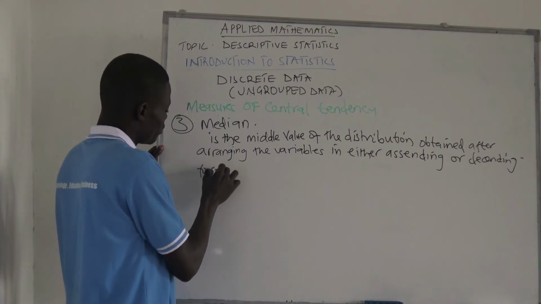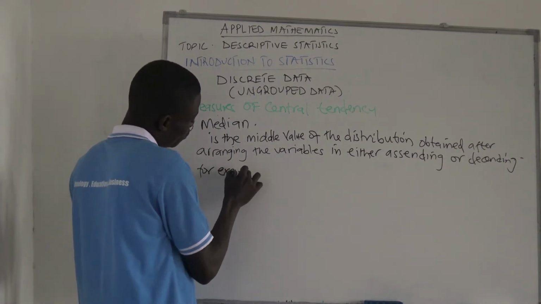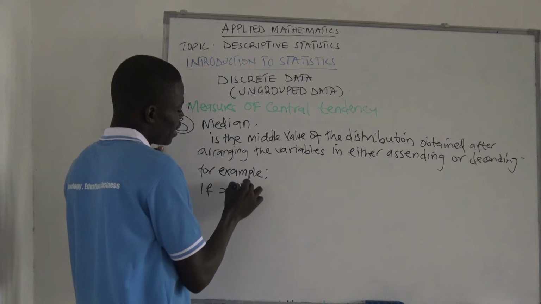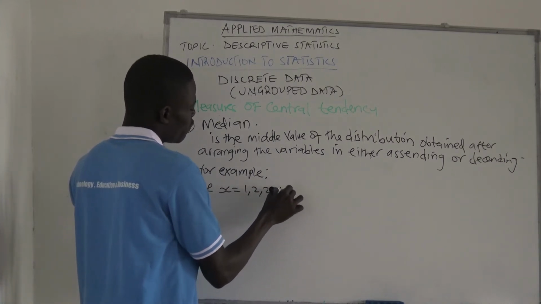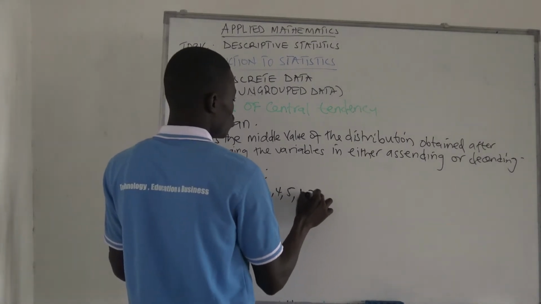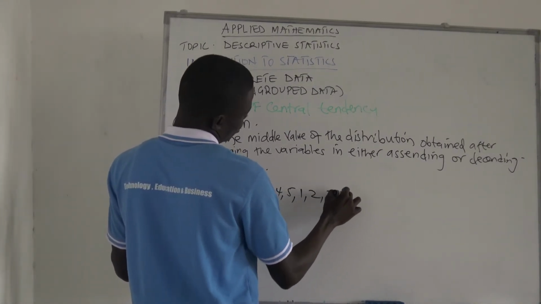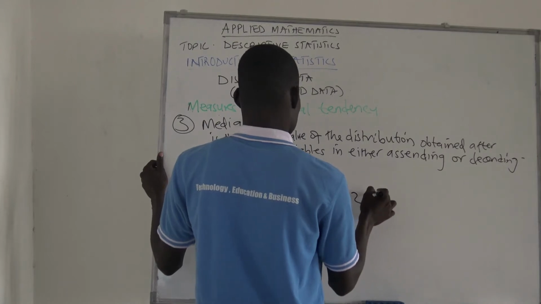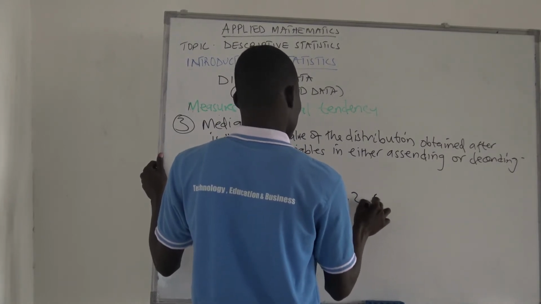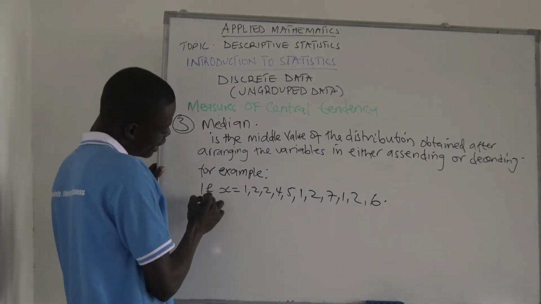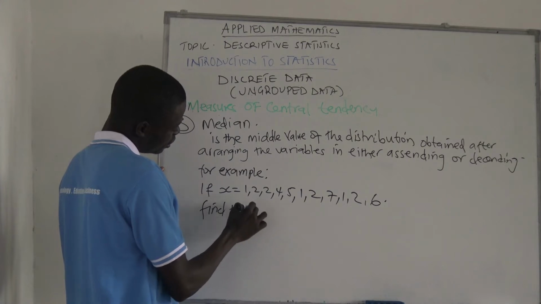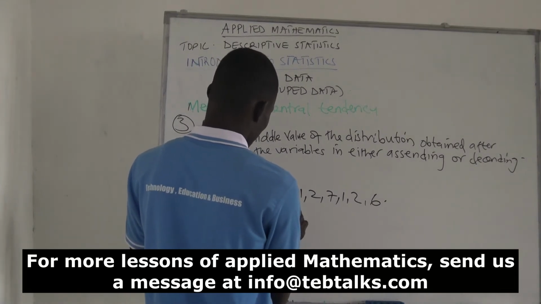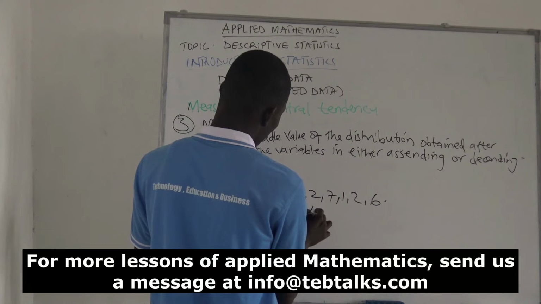So, for example, if x is given by 1, 2, 2, 4, 5, 1, 2, 7, 1, 2, and 6, find the median value.